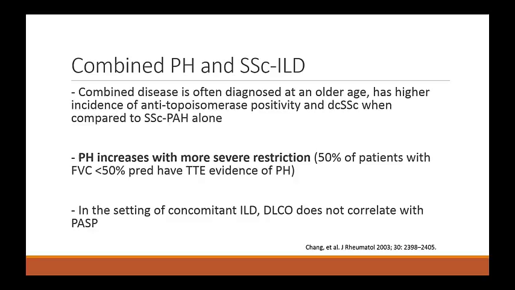And as expected, with increasing restriction, you're more likely to have a higher incidence of PH. And 50% of patients who have an FVC that's lower than 50% of predicted are going to be found to have PH on an echocardiogram. So when you have a DLCO that's low, however, in the setting of concomitant ILD, that can't be used as a predictor of pulmonary artery hypertension. So if you have no ILD and you have a drop in DLCO, that can predict the development of pulmonary hypertension. But if you have both diseases together, you cannot use DLCO as a predictor.